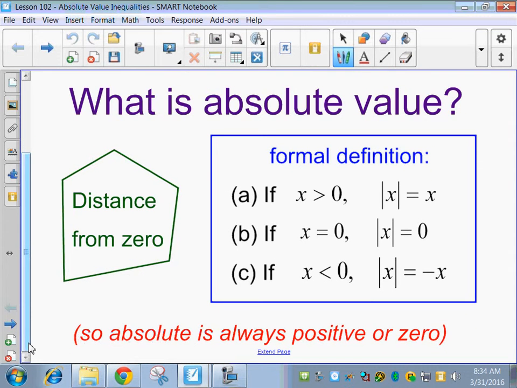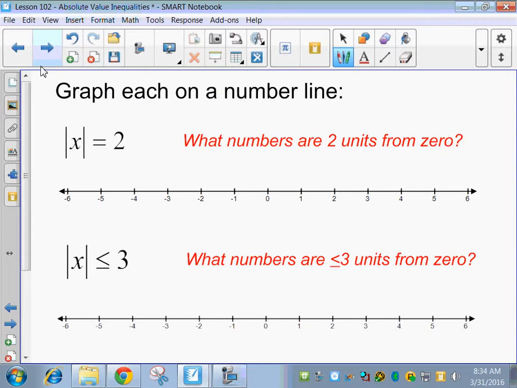Absolute value, guys, is the distance from 0. So absolute value is always positive because we're talking about a distance from 0. Okay. Don't worry about this formal definition. Let's look at actual problems here. Okay. So graph each on a number line.